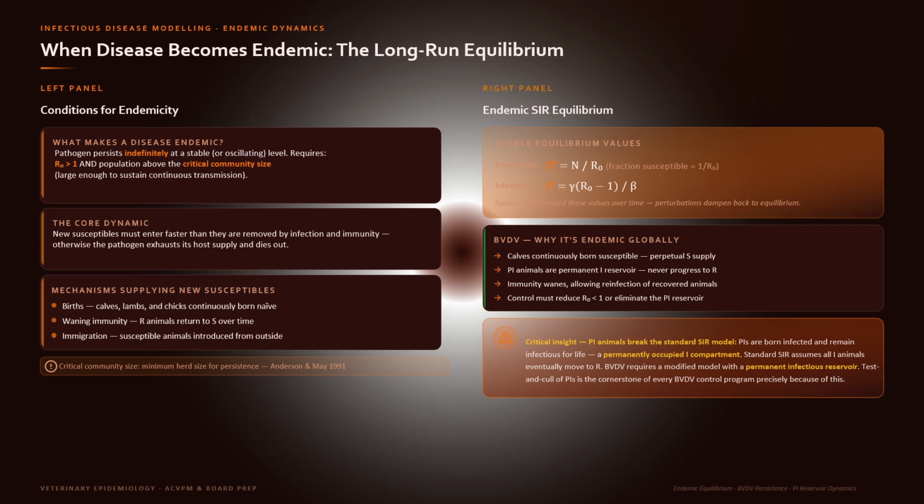BVDV is the classic example. Calves are continuously born naive, and persistently infected animals form a permanent infectious reservoir. That's the critical insight. PI animals break the standard SEIR model because they're born infected and stay infectious for life, which is exactly why test and cull of PIs is the cornerstone of every BVDV control program.